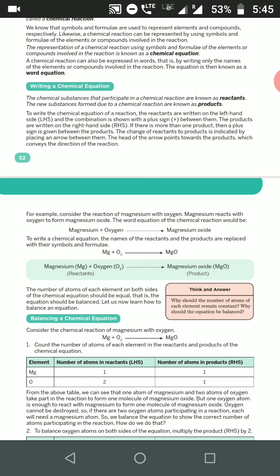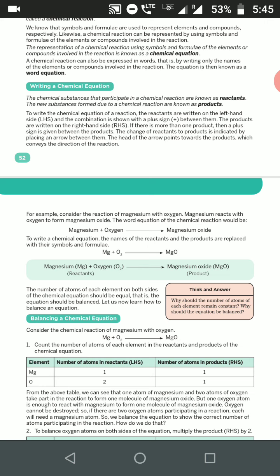Okay, this is a chemical equation. The first word equation has been written: magnesium plus oxygen gives rise to magnesium oxide. Then we write the chemical equation by using the symbols and formulas. Now, the next step is how to balance the chemical equation. Balancing of the chemical equation.